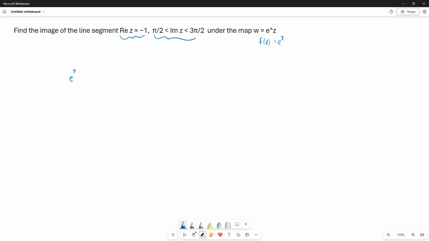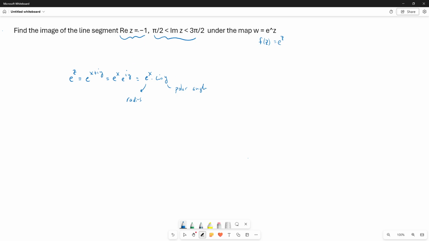So e to the z is e to the x plus iy, which is e to the x times e to the iy, which is e to the x times cis y. So this is a polar form. e to the x is our polar radius, and y is our polar angle.